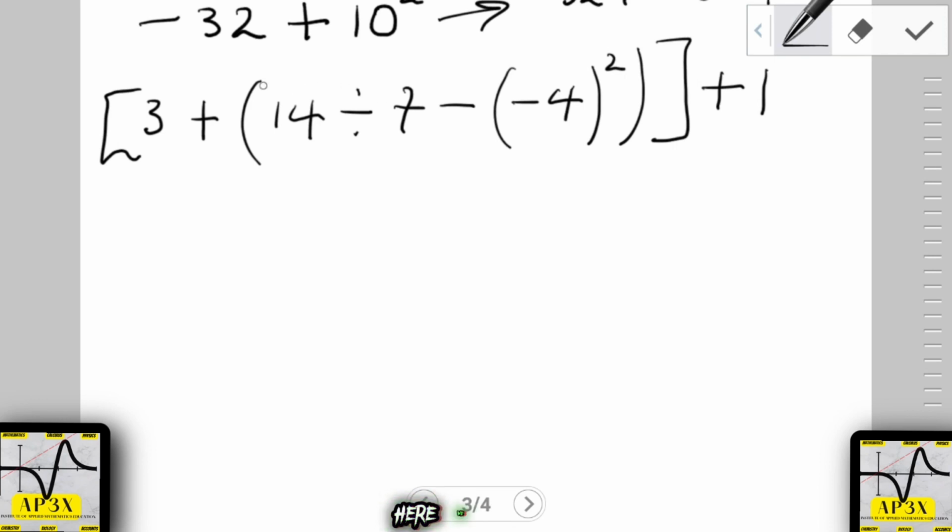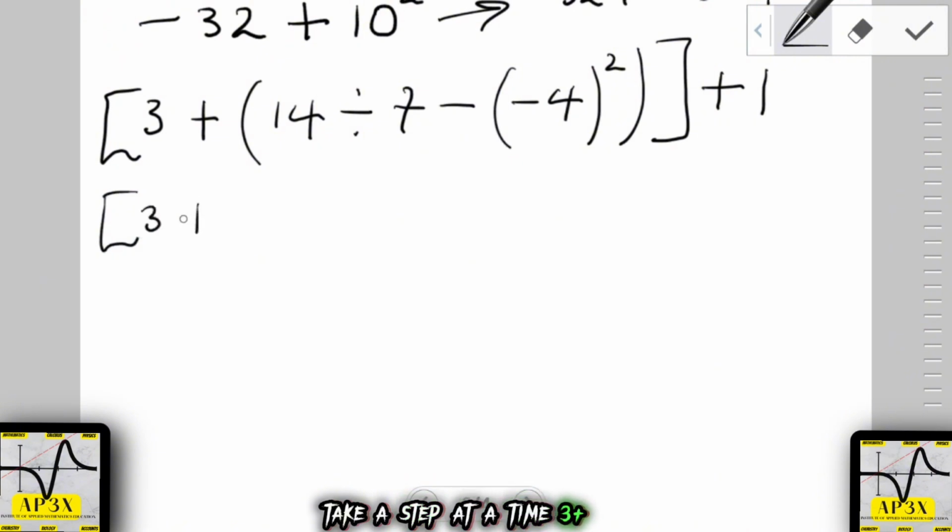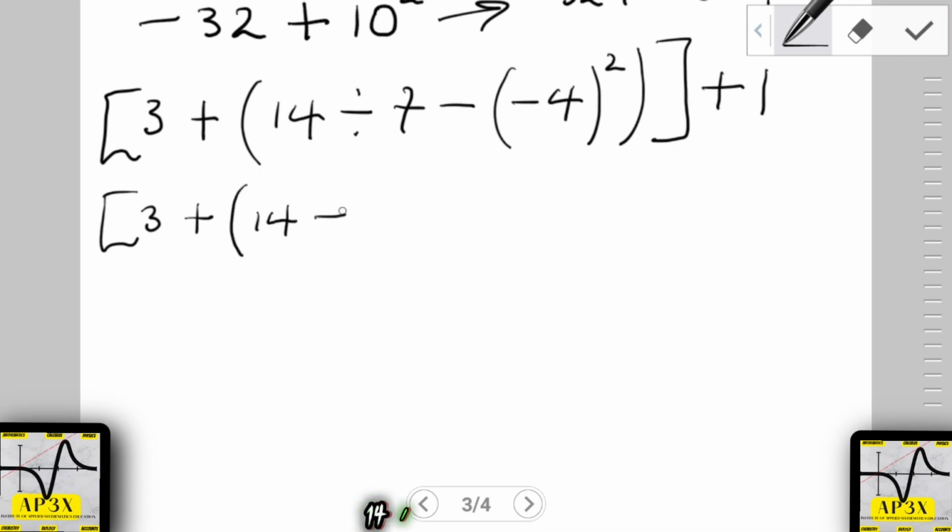So here we have this bracket here, and we have to simplify the exponent that is within this bracket here. So let's go ahead, take it one step at a time. 3 plus, open bracket, 14 divided by 7, take away, and we're going to square the -4.